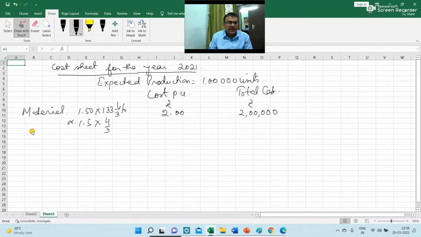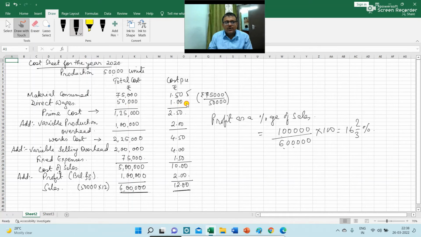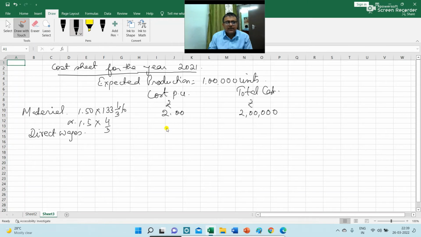Next is the direct wages. There is no change in the direct wages cost. In the year 2020, we have calculated the direct wages at rupees 1 per unit. So in 2021, direct wages cost per unit will be rupee 1 and total wages will be rupees 1 lakh, 1 rupee per unit into 1 lakh. So the material or the prime cost, you will get rupees 3 per unit and total prime cost is rupees 3 lakh.